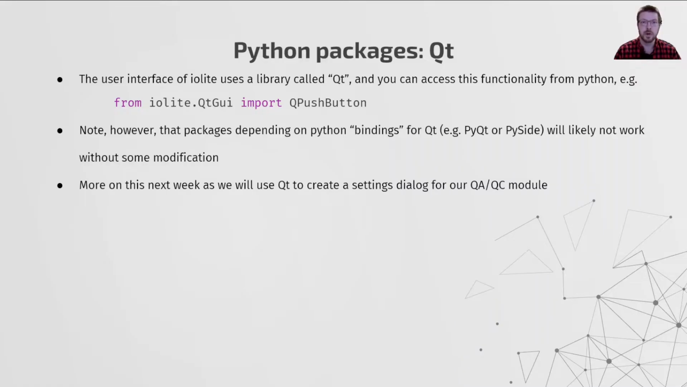One final package I want to mention before we move on is Qt. Qt is the library that we use to build iolite's user interface, and you can access it from Python by importing widgets from iolite.qt.gui. Note, however, that packages depending on Python bindings for Qt will likely not work without some modifications. We will talk more about this next week as we use Qt to create a settings dialog for our QA/QC module, but I thought I would point it out now for those that are looking ahead.